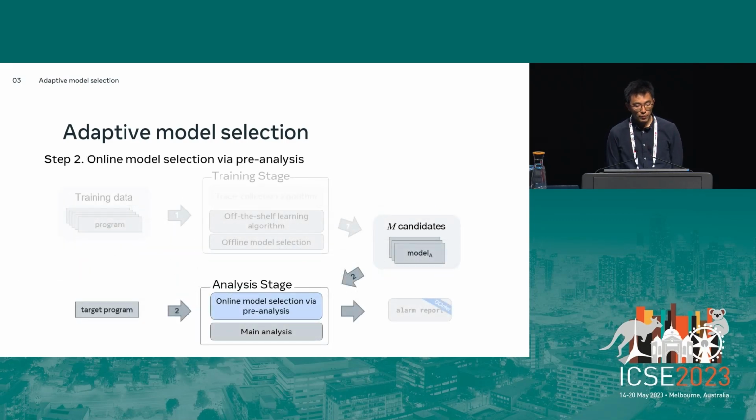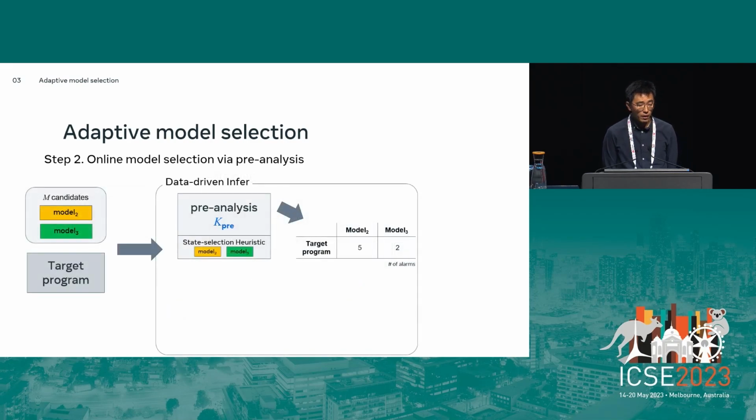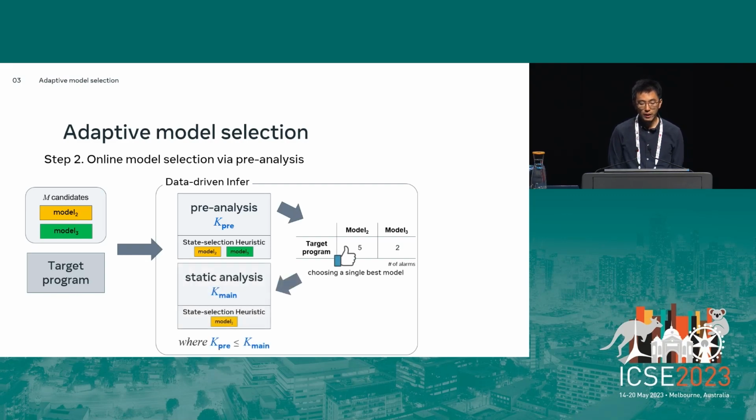And then we use online model selection via pre-analysis. This is in the analysis stage. Let's say we have two candidate models and a target program, and we do a pre-analysis with K-pre, and produce the number of alarms depending on the model. Then we choose the single best model and analyze the program with that model again. In this way, we produce the alarm report.